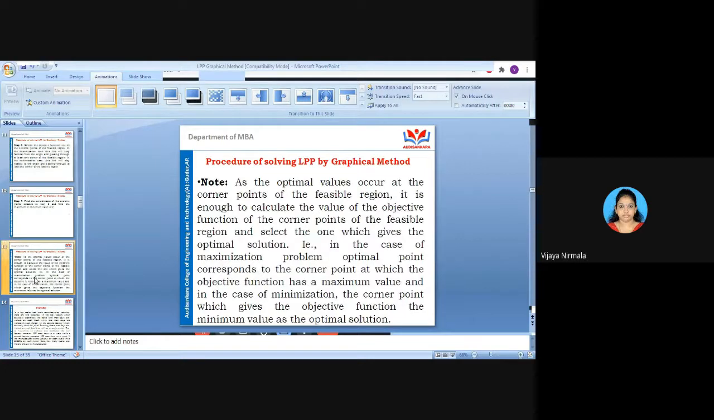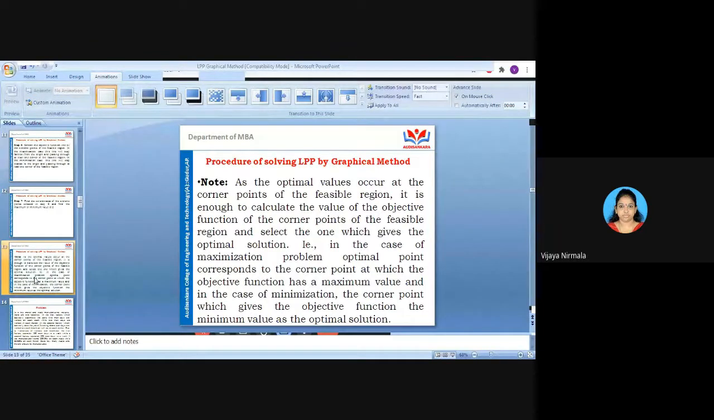So one thing you please note: when the optimal value occurs at the corner point of the feasible region, then you can stop calculating the value of the objective function. You can stop calculating the value of the objective function at the corner points of the feasible region, and you can select the one which gives the optimal solution. Once the corner point has been found, you can stop, and in that you need to substitute the values.